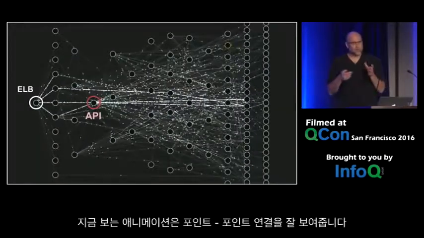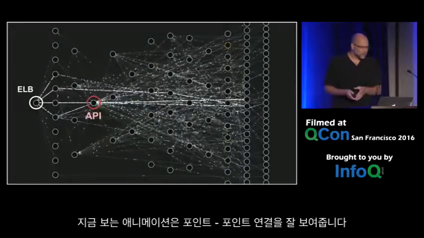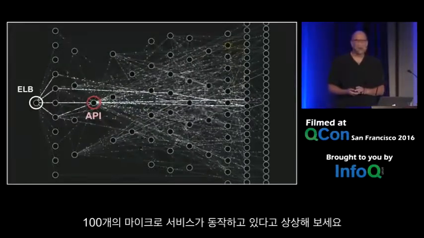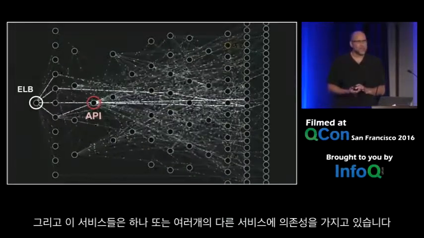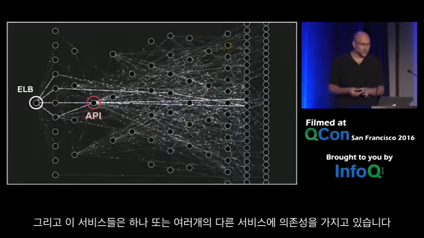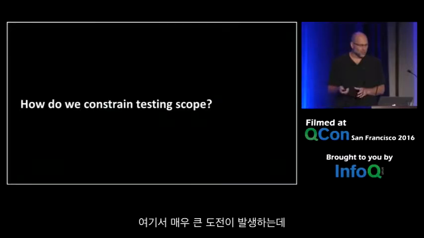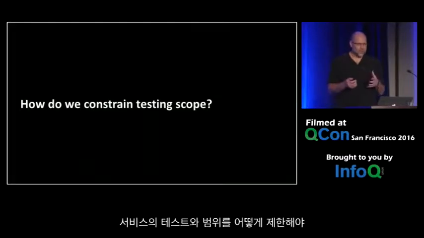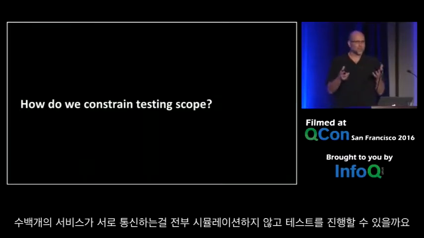So this is all great. This is a point-to-point perspective. But imagine now that you've got 100 microservices, and each one of those might have a dependency on other services or multiple other services. There's a big challenge about how do you constrain the scope of the testing that you need to do so that you're not testing millions of permutations of services calling each other.